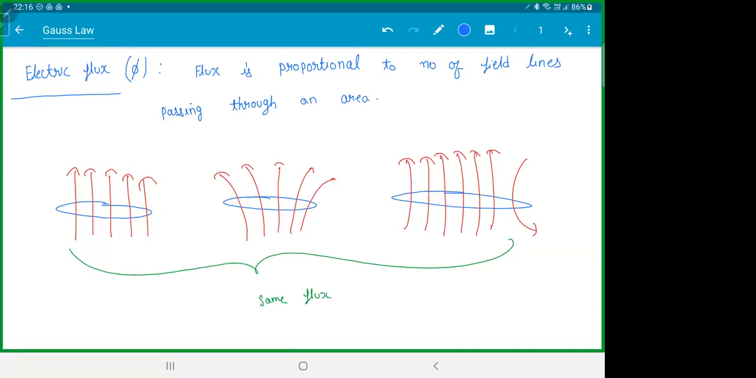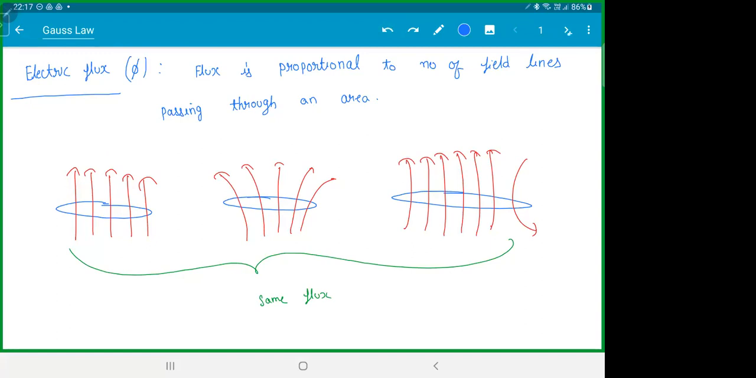So here, if you observe something, it does not depend on the area. It does not depend on the orientation. It depends only on how many lines are there. 1, 2, 3, 4, 5, 6. Is this idea clear? So the basic understanding of flux is this. It's the number of lines.